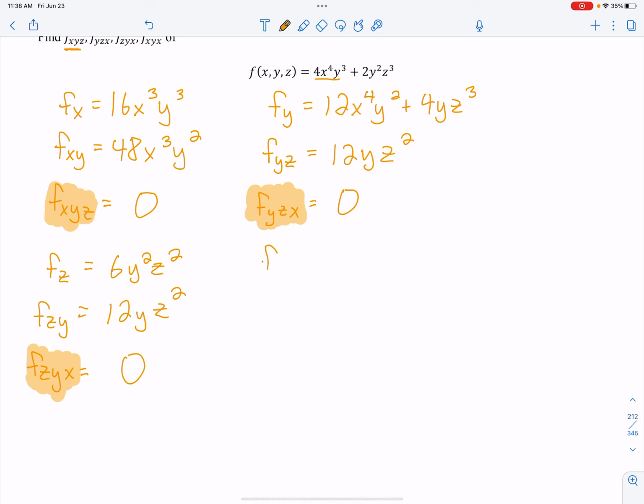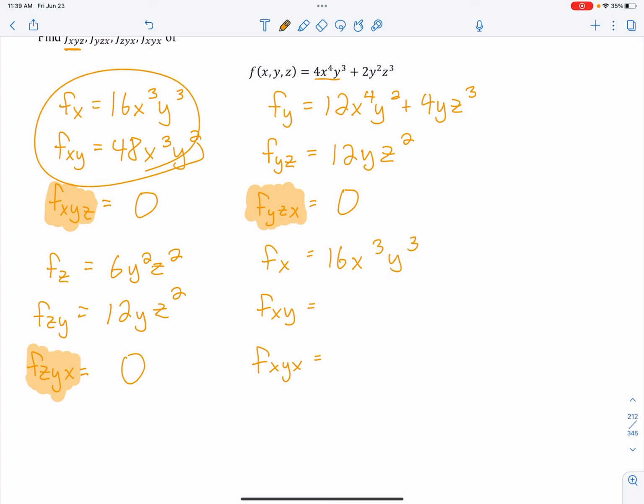Now the last one, notice we have fx, fxy, and then fxyx. We should not anticipate that a 0 is going to happen. It may happen, but we're not guaranteed it with theory. Okay, fx of that, we already did. I'm just going to go grab it from up top. That's right here. We've also already done fxy. That is 48x cubed y squared. And then if I take one last derivative with respect to x, the 3 comes down. So it's 144 x squared y squared. Notice that is not equal to 0. Right? So it's not the same.